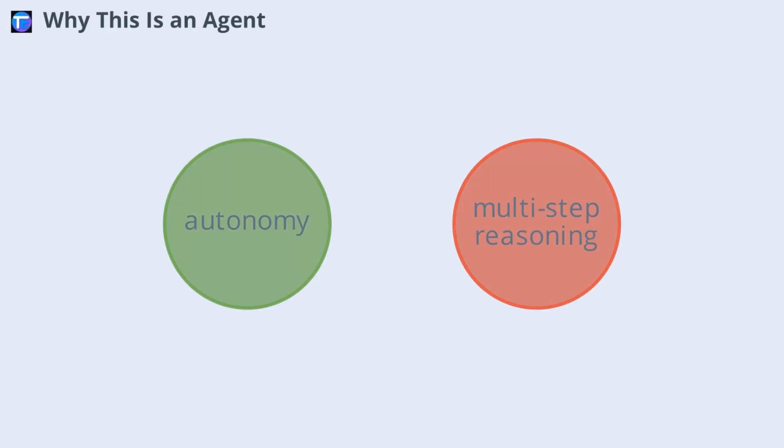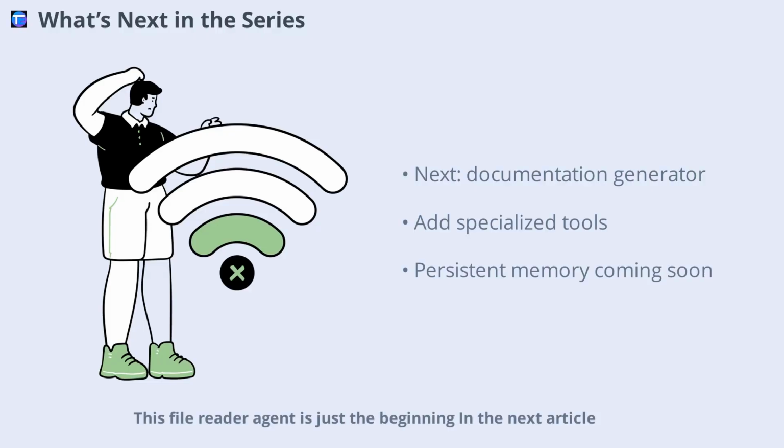What sets this apart from a simple API call? The agent autonomously selects tools, reasons through multiple steps, adapts to different question styles, and handles errors gracefully. This pattern, define tools, implement logic, and let the agent orchestrate, is the foundation for every agent you'll build with the Claude SDK. This file reader agent is just the beginning.